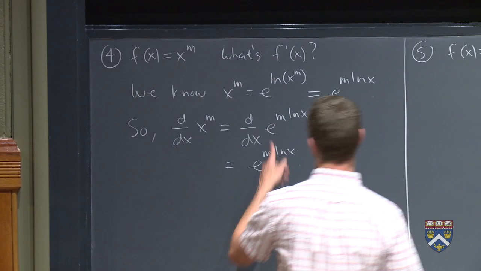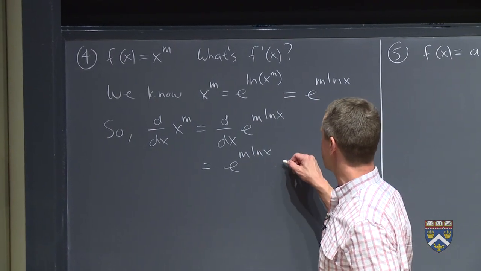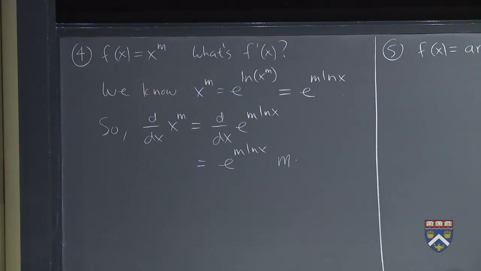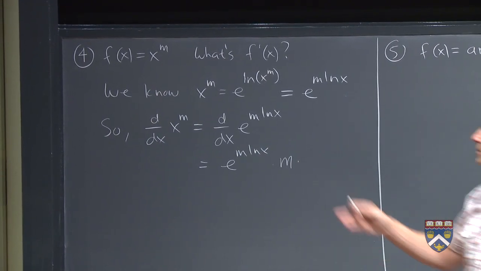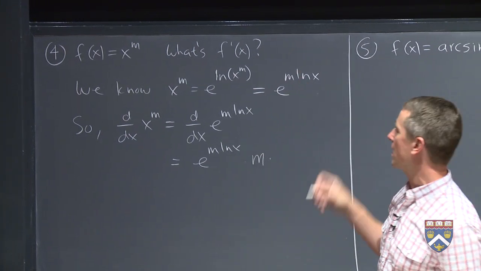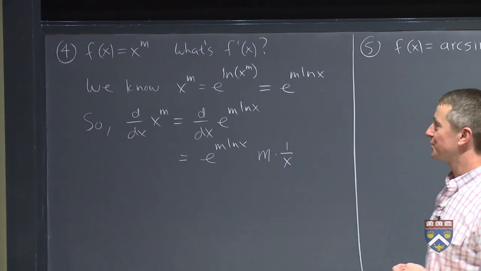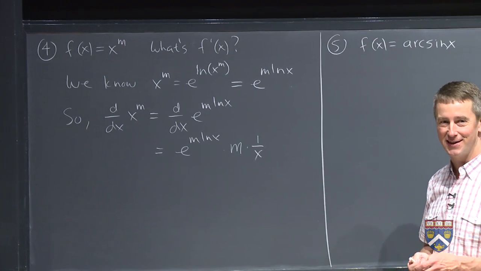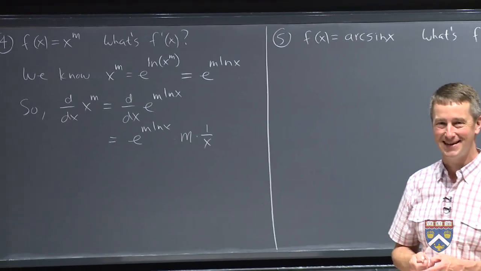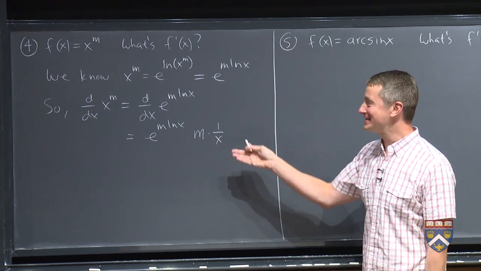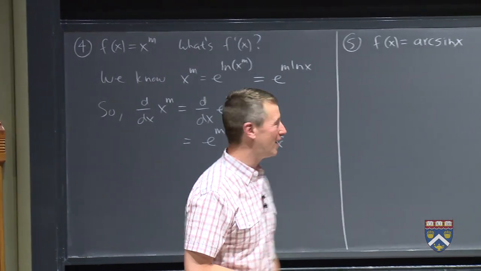m is a constant multiplying ln of x. So the constant multiple rule says that the m stays there. And then we're supposed to take the derivative of ln of x, which we just figured out in part 1, is 1 over x. So that's the power rule. That's the derivative of x to the m. Does that look like how it looked last time? No, it doesn't, right? So somehow we're going to have to figure out why this is the same as m x to the m minus 1.